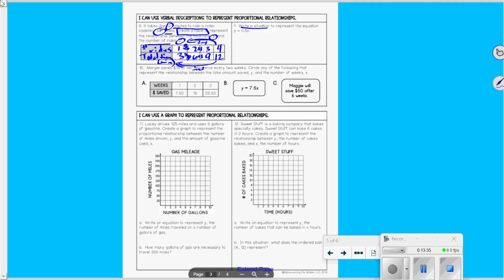Write a situation to represent the equation y equals 0.5x. Sure, I'll go to you guys. What do you got, Maddox? Jack eats half a hot dog and gives the rest to his dog. Jack has eaten hot dogs for 2 weeks now. How much has his dog had? Okay, the only problem is they're saying it's going to be half of a hot dog per week. We need to have something in that situation that shows a relationship.